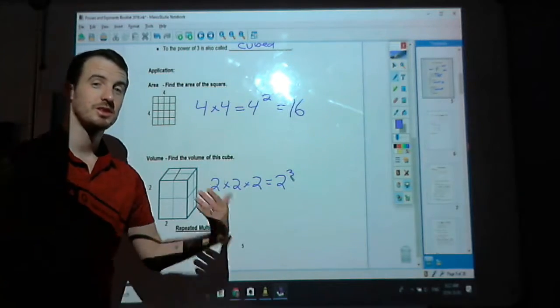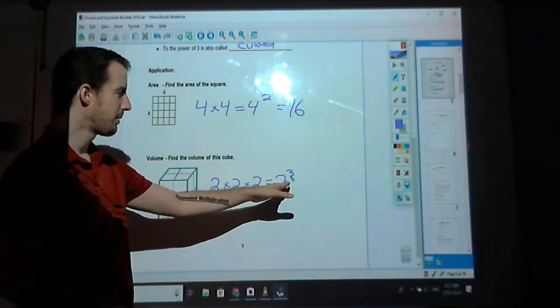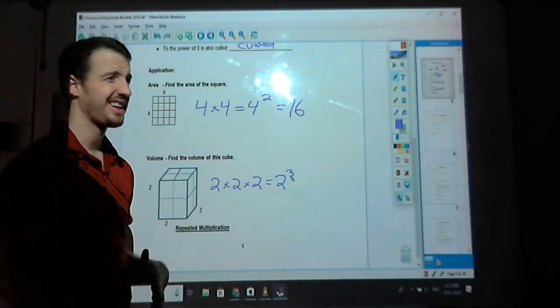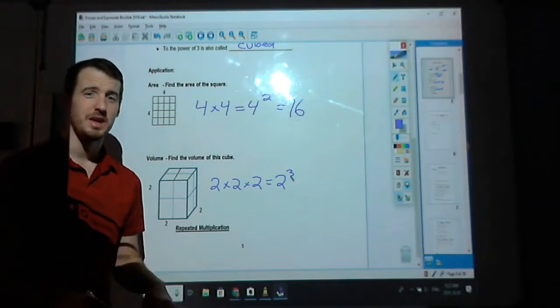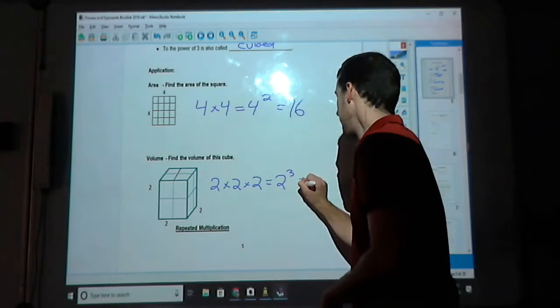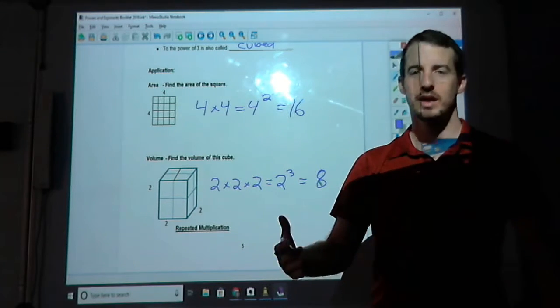Mathematicians being lazy, we don't want to do all the long work, especially if we had a number to the power of 100. Writing 2 times 2 100 times gets a little boring and monotonous. Sounds like something a teacher in the early years might make you do to learn a lesson, right? So here, 2 times 2 is 4. 4 times 2 is 8, and that would be our answer.